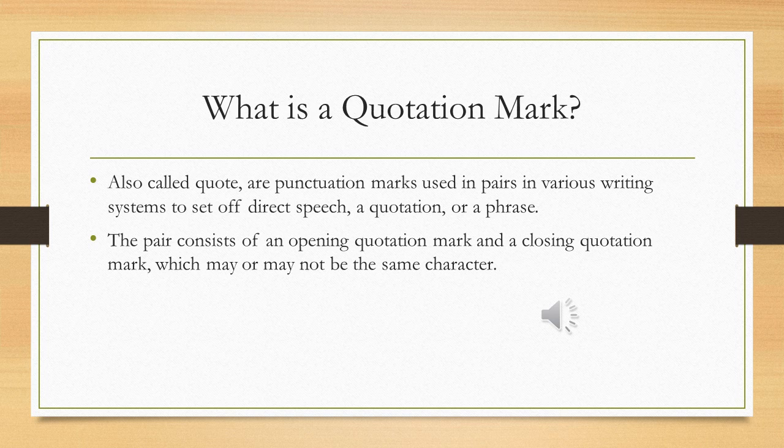What is a quotation mark, also called quotes? Quotation marks are punctuation marks used in pairs in various writing systems to set off direct speech, a quotation, or a phrase. The pair consists of an opening quotation mark and a closing quotation mark, which may or may not be the same character.